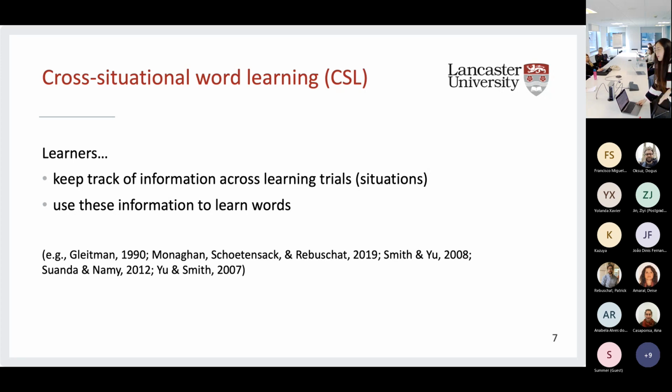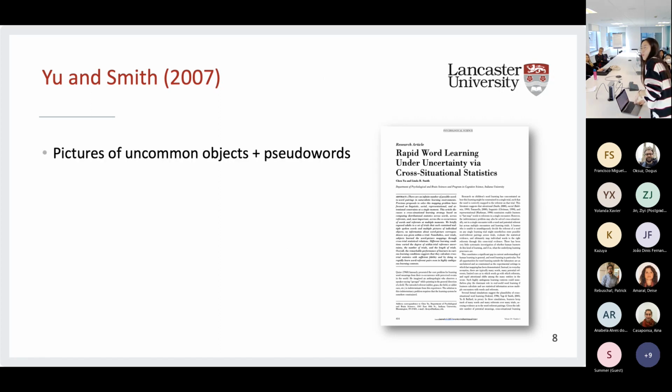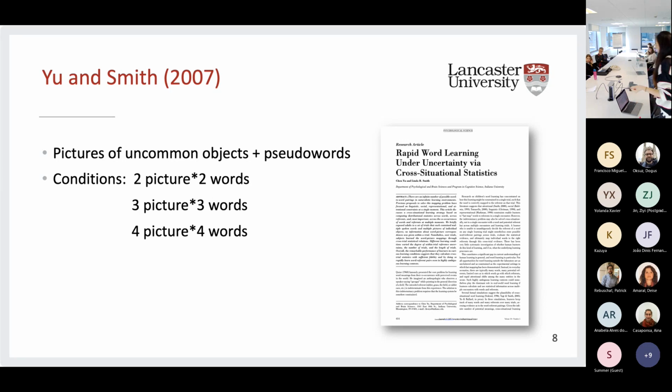There are several studies looking at this paradigm already, and here is one classic paper by Yu and Smith. I'll explain how the paradigm works. In this study, the authors trained participants with uncommon objects and pseudowords. They wanted them to learn words, and they set up different conditions. In some conditions, they had 2 pictures presented with 2 words, or 3 pictures with 3 words, and 4 pictures with 4 words. This creates a kind of ambiguity. If you see multiple pictures and multiple words, you don't know which one means which.